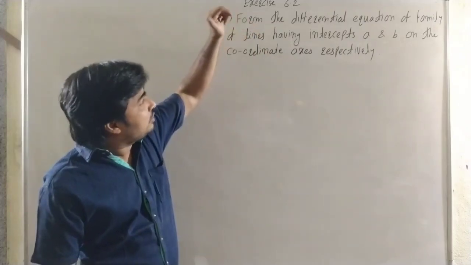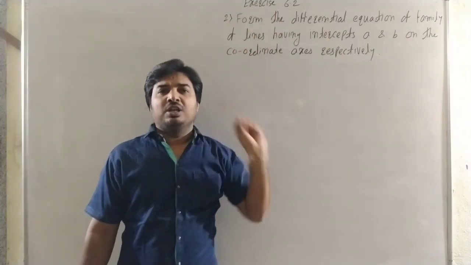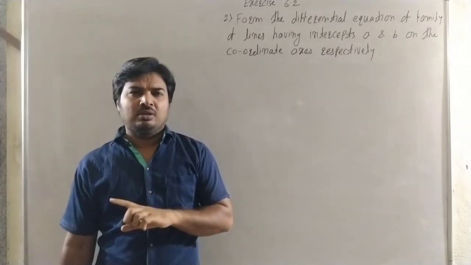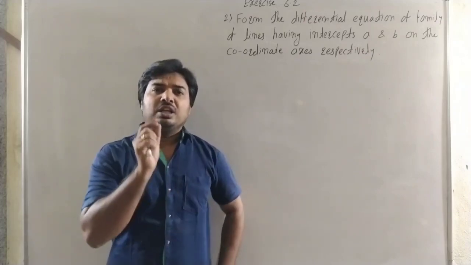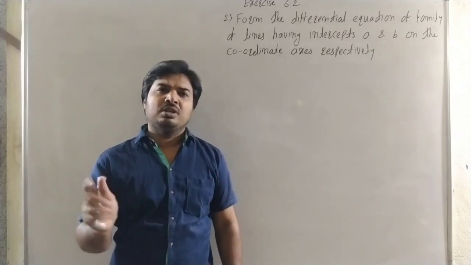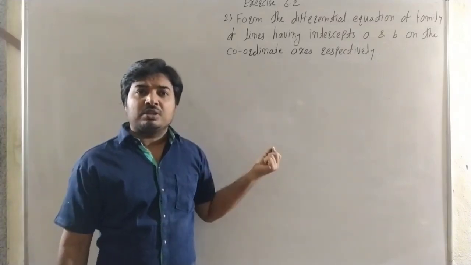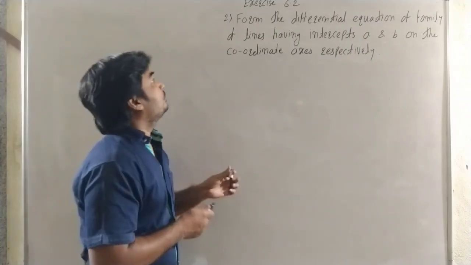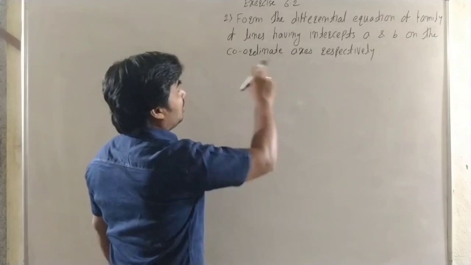Now here, form the differential equation of family of lines having intercepts a and b on the coordinate axis. That means the equation of a line in double intercept form. It is x upon a plus y upon b is equal to 1. In the last lecture the equation was already given. We only differentiate, remove the arbitrary constants and find the differential equation. Now here we first write the equation, identify the arbitrary constants and then differentiate.